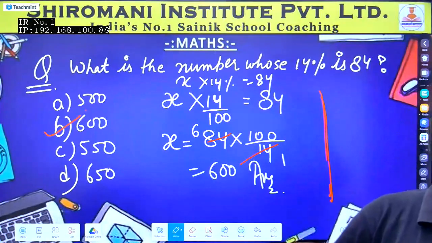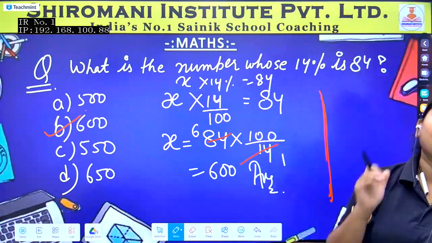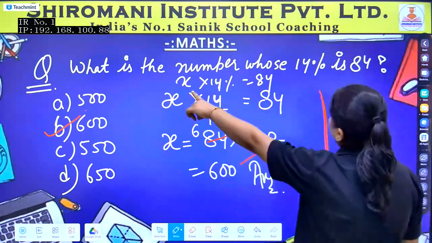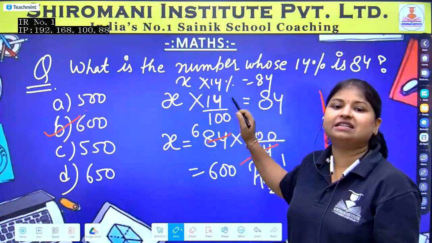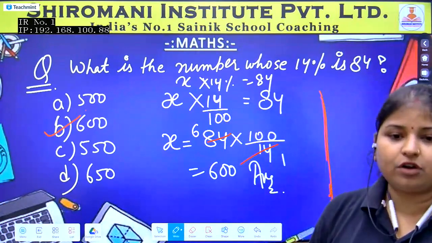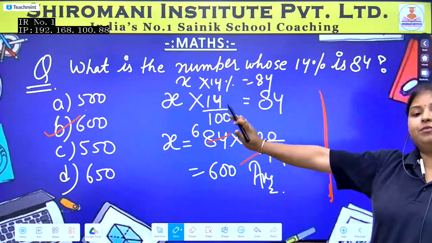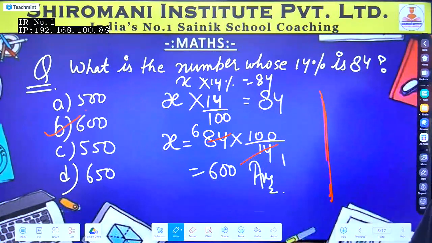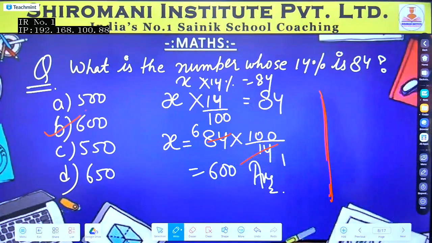See, question is, what is the number whose 14% is 84? I don't know the number. I took it as x. X ka 14% is 84. That means x into 14% can be written as 14 upon 100 is equal to 84. I shall calculate the value for x, which is 84 into this 14 by 100 when moves to the other side of the equals to becomes reciprocal. So 14 by 100 will become 100 by 14. Now 14 1 is 14, 14 6 is 84, 6 into 100, 600. That's it. That will be your answer.